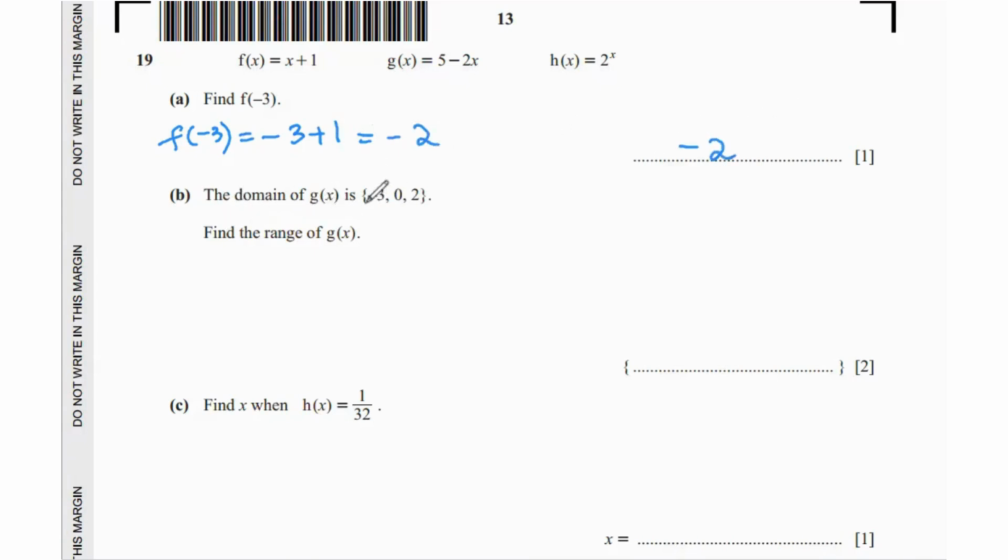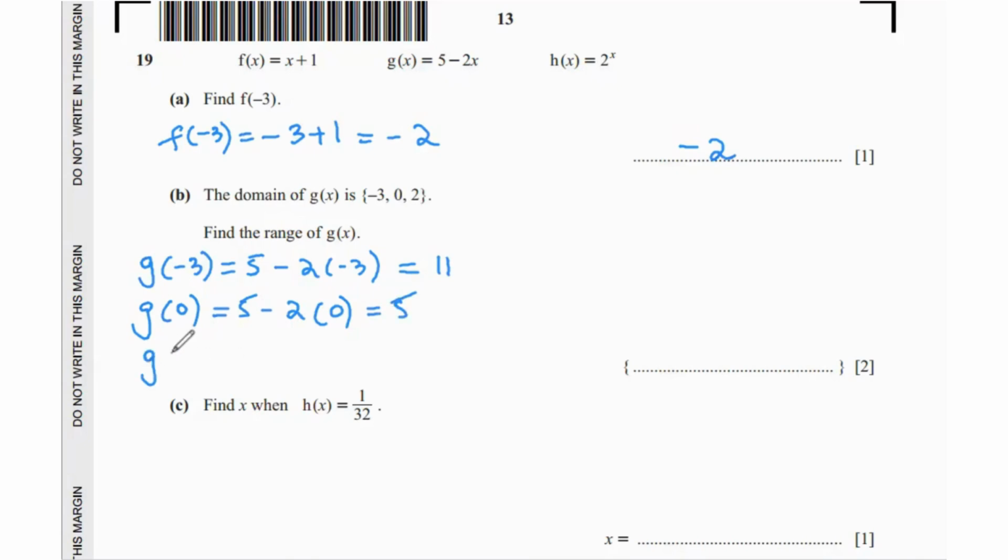Then the domain of g of x is negative 3, 0, and 2. Find the range of g of x. So for the range of g of x, we will substitute all of these x values in the function and find the corresponding range values. So g of negative 3 is going to be 5 minus 2 times negative 3, which is 11. g of 0 is going to be 5 minus 2 times 0, that's 5. And g of 2 is going to be 5 minus 2 times 2, which is 1. So 11, 5, and 1. These are your corresponding range values.